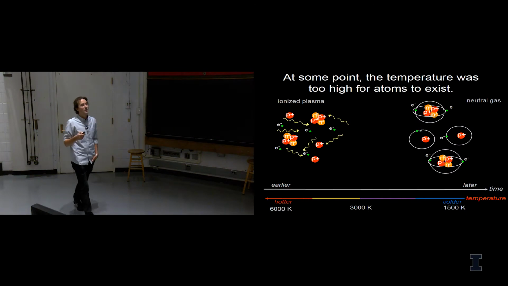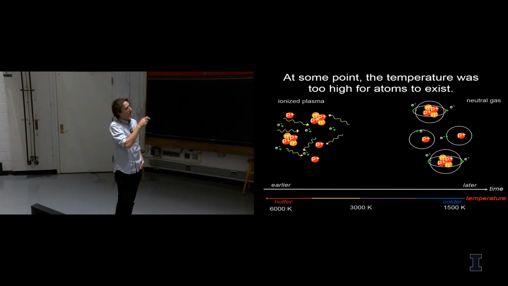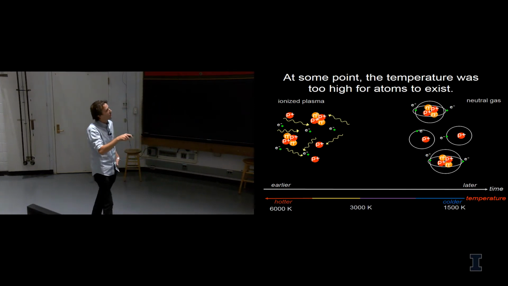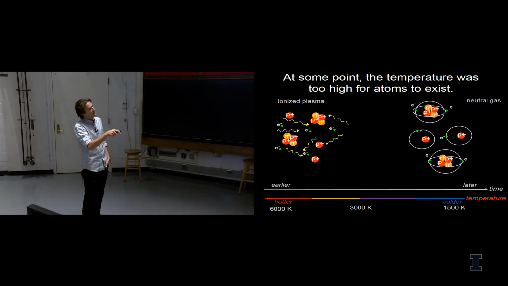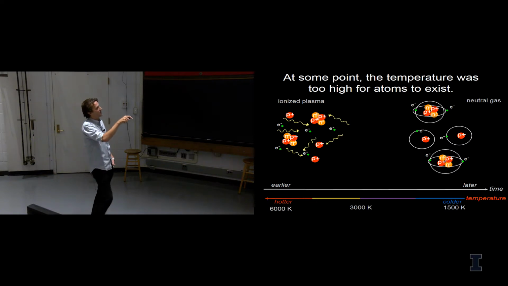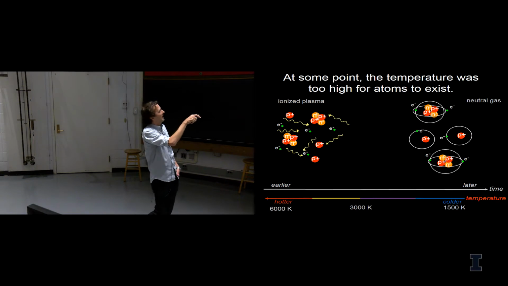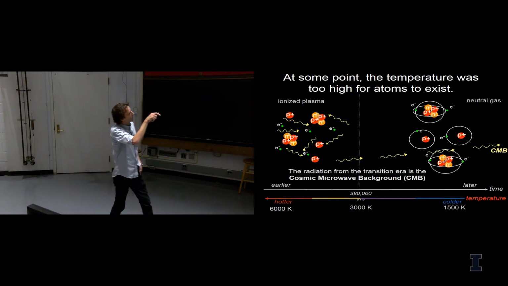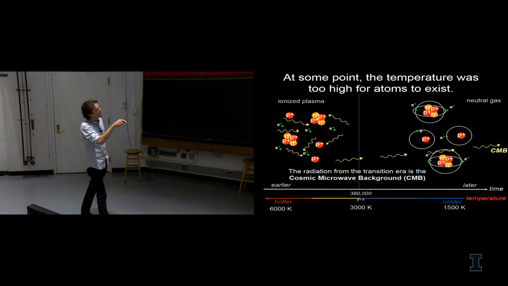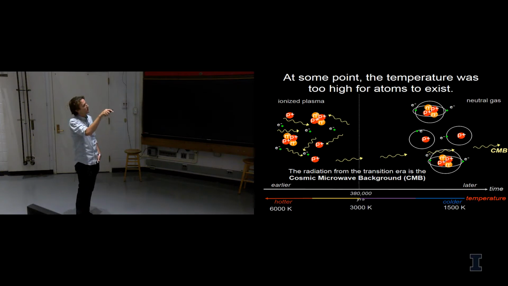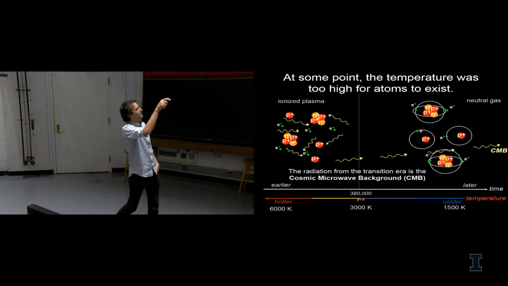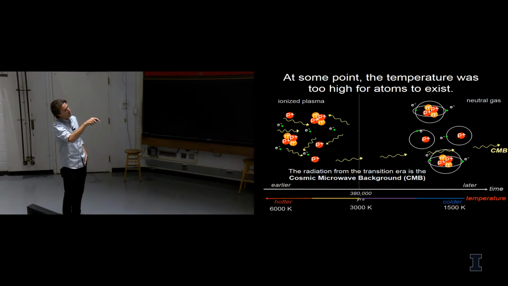What this means is that at some point in the early universe, the temperatures were just too high for there even to be atoms, right? The radiation has so much energy that it basically ionizes any atoms that are there, and the universe becomes an ionized plasma of electrons, photons, and nuclei just floating around. When the universe is in this ionized plasma, the mean free path of a photon, the mean free distance that a photon can travel before it hits an electron, is very, very short. And so at this point, the universe becomes opaque.